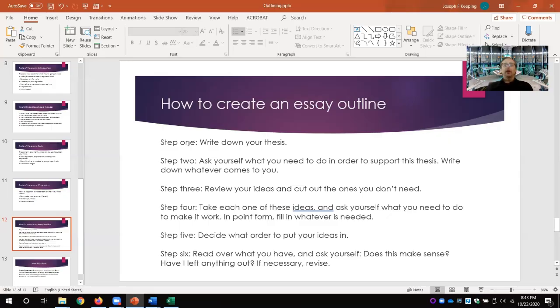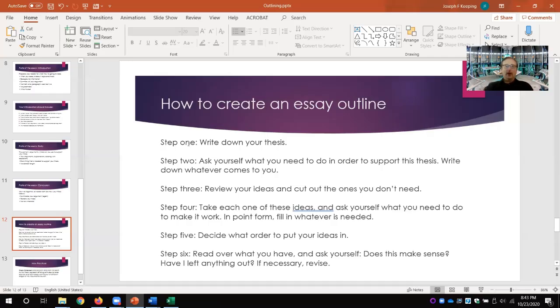So you can then take this and you can flesh out each one of these points, or sometimes you can just take your points and sort of rewrite them into sentence and paragraph form, and thereby turn your outline into an essay. That's how I usually do it.